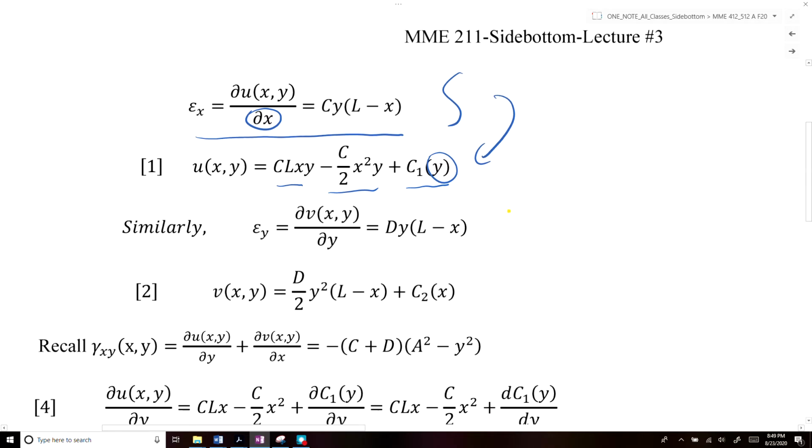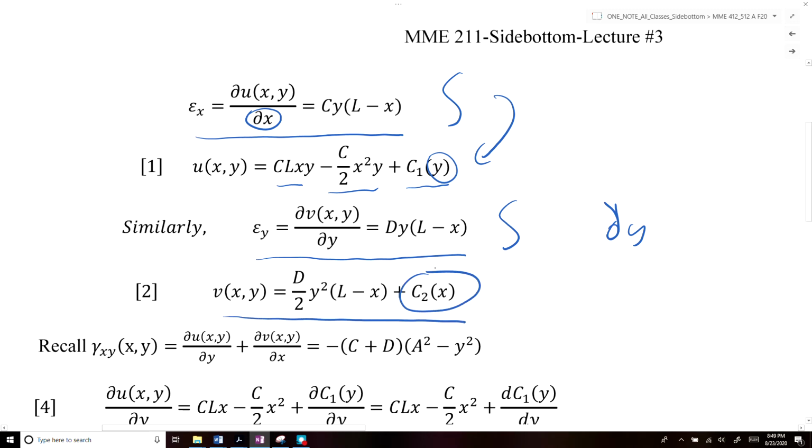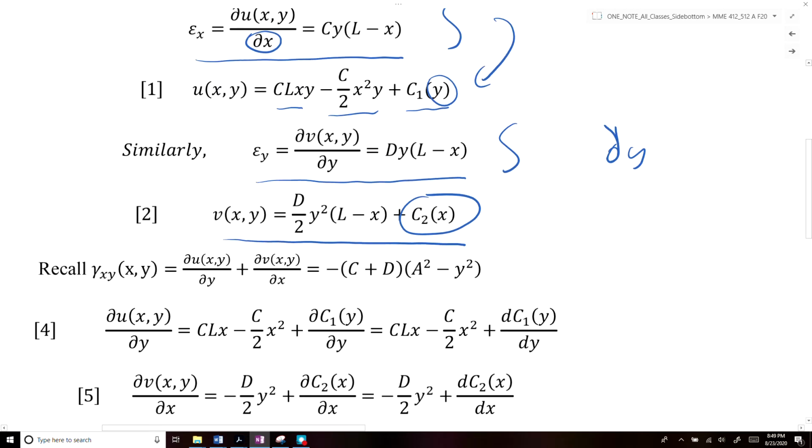So in a similar fashion, we know that epsilon y was given as this. We can integrate this with respect to y. If we do that, we'll end up with this function here, plus a constant that's only a function of x, okay? Or a function that's only a function of x, all right?